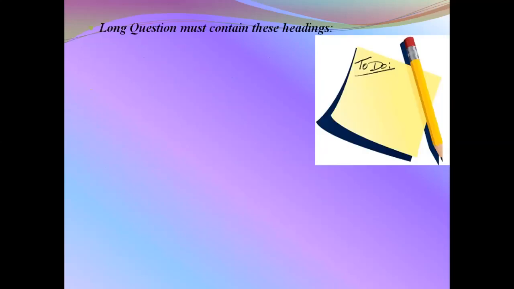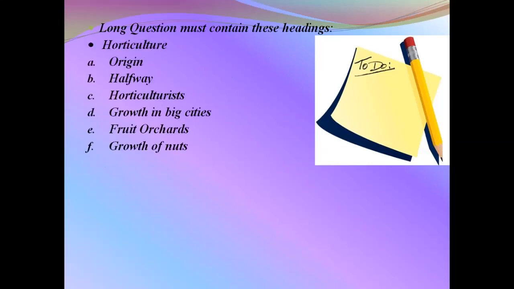So, the long question must contain these headings. The main heading is horticulture. The first subheading is the meaning of hortus. Hortus and horticulture mean garden growing. It is really a halfway stage between a garden and a farm. Horticulturists, who are horticulturists and what do they do? Growth in big cities, fruit orchards, and the growth of nuts.